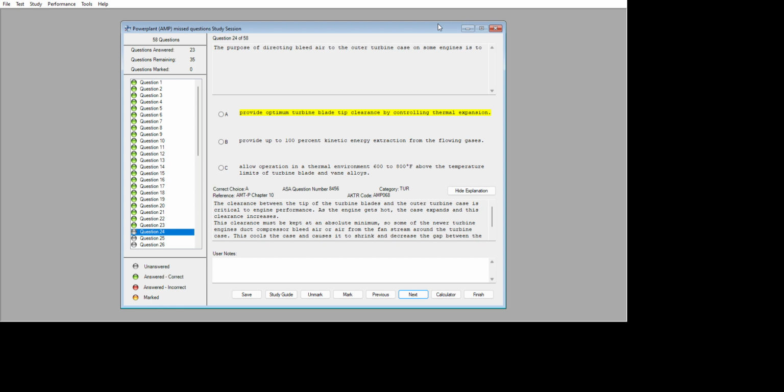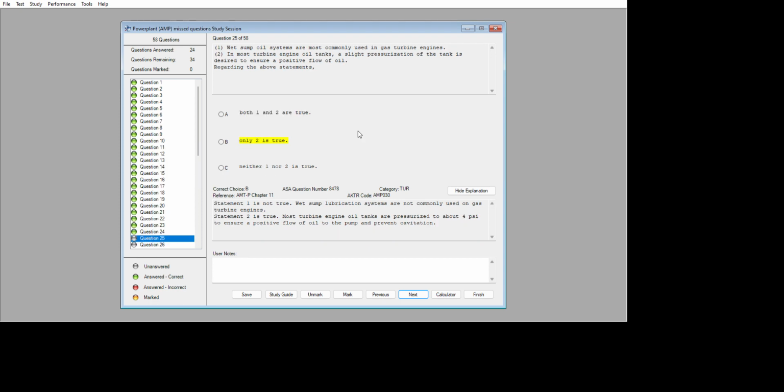The purpose of directing bleed air to the outer turbine case in some engines is to provide optimum blade tip clearance by controlling thermal expansion.